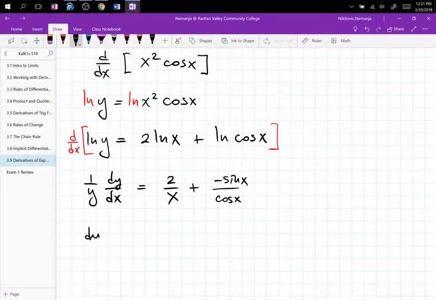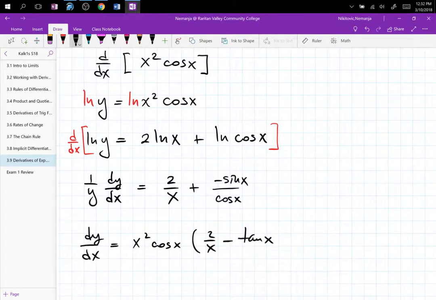So I have dy dx is equal to the original function, x squared cosine x, times 2 over x minus tangent x. Factored form, everything is ready for you to set it equal to 0 and continue your chapter 4 stuff.